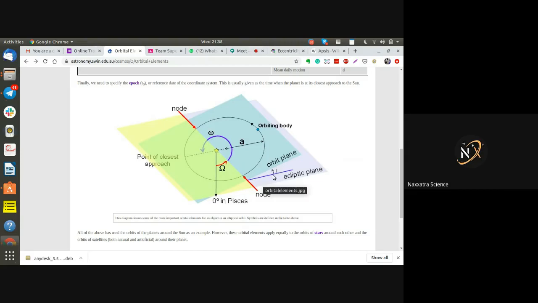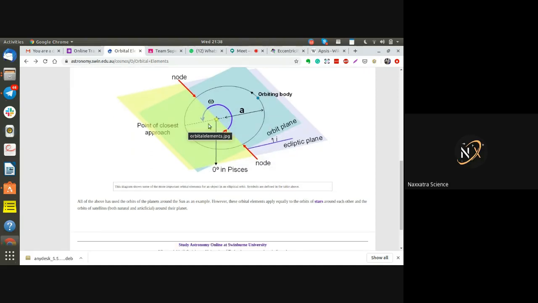So this angle is I. We already spoke about what omega is, this omega. And then finally, you've got this other omega, which is nothing but the argument of perihelion. So this is the point of closest approach, which is nothing but the perihelion distance, right?